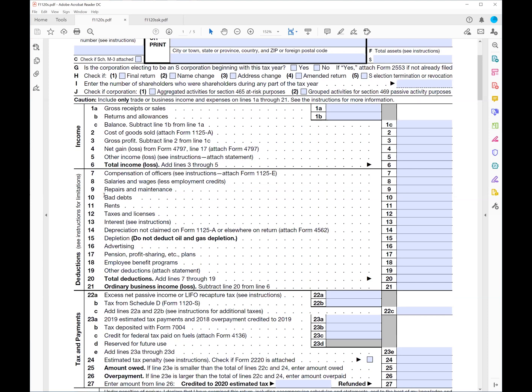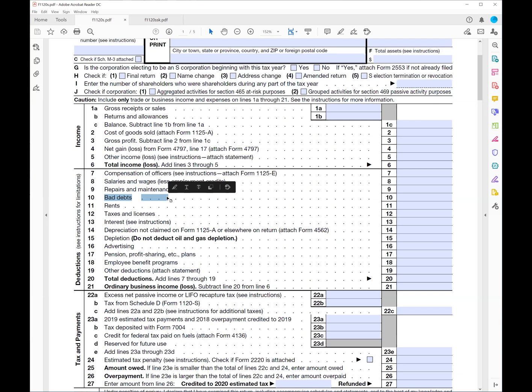Next line here is a similar situation: bad debts. You don't see that a lot of times. It's not a line that gets used often, but this is bad debts.